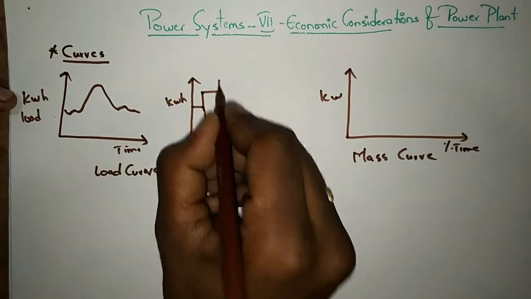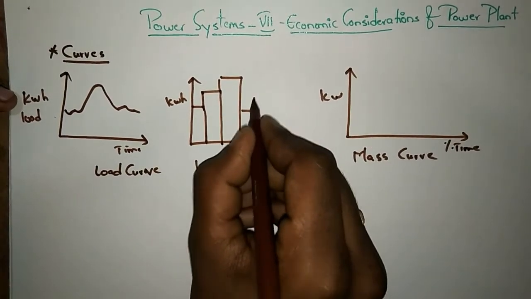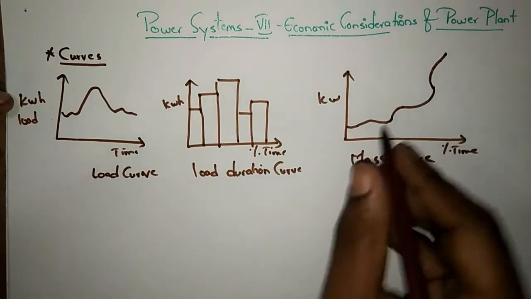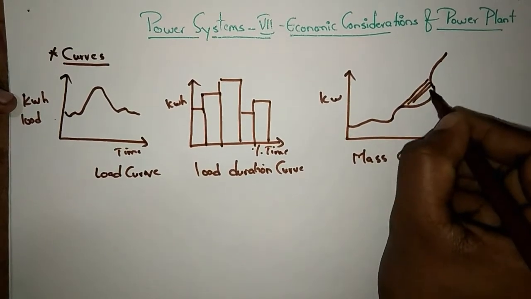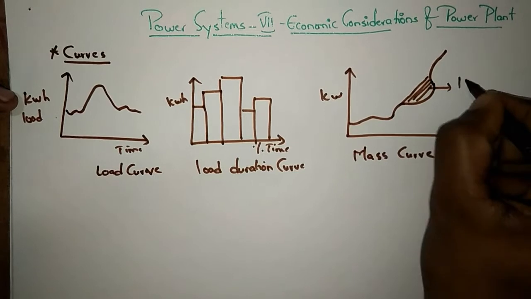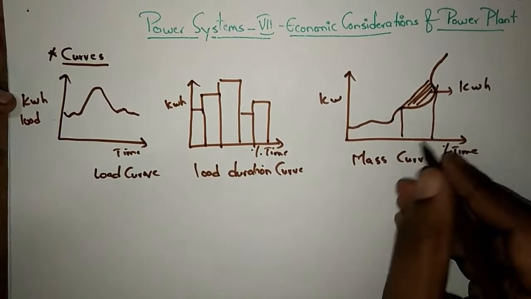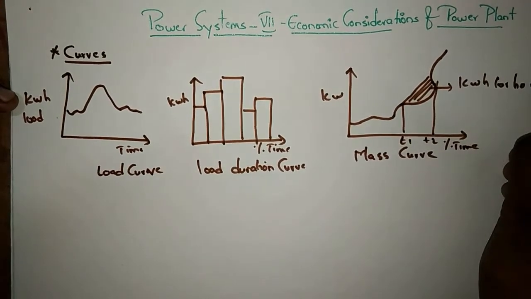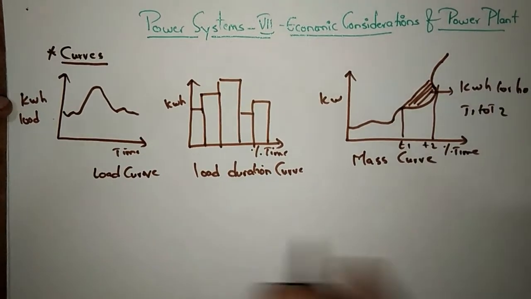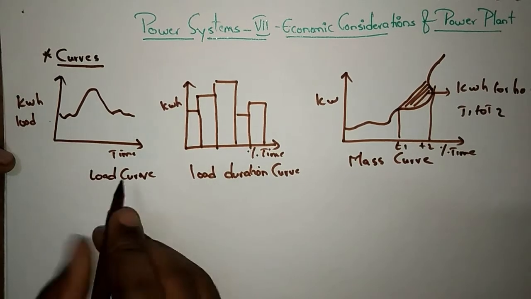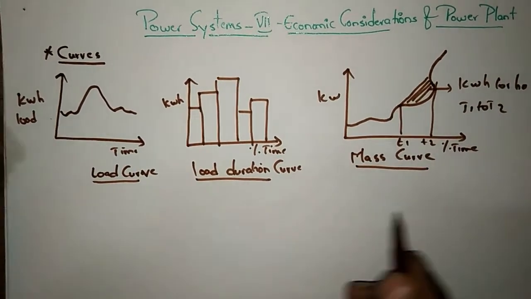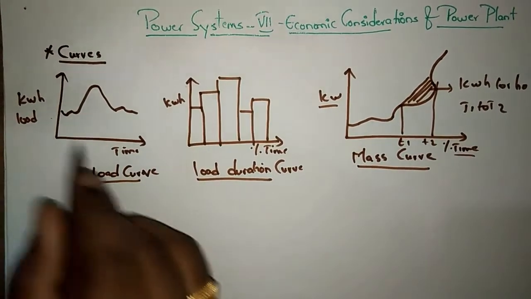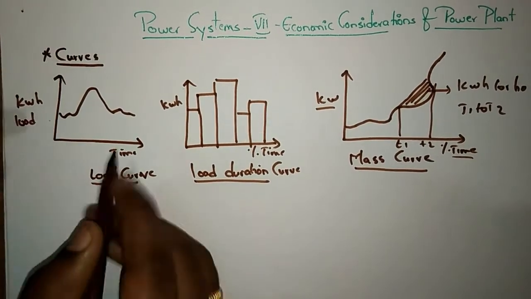The general construction might be like this, and this will be the kWh for T1 to T2 hours. Please do remember, there is a difference between load curve, load duration curve and mass curve. Mass curve is drawn between kW and percentage of time, whereas load duration curve and load curve are drawn between load versus time, right?